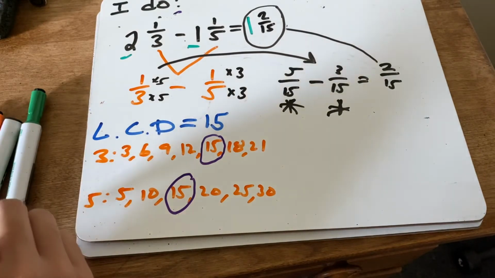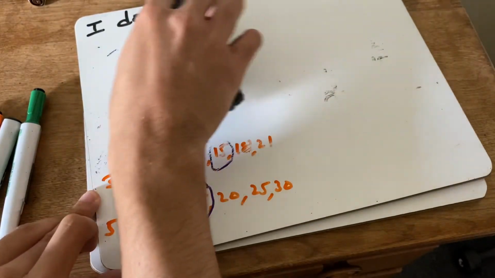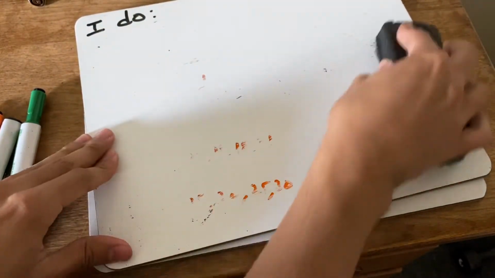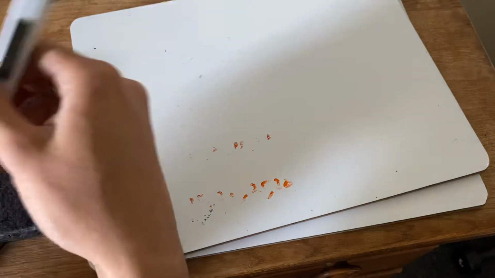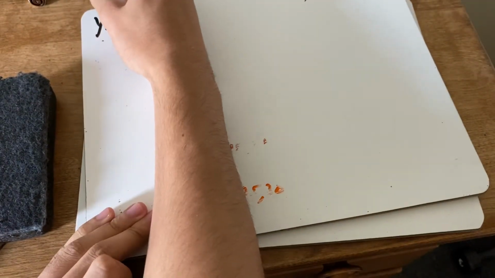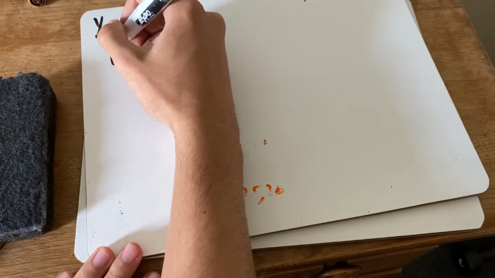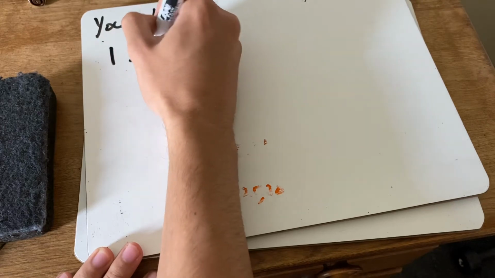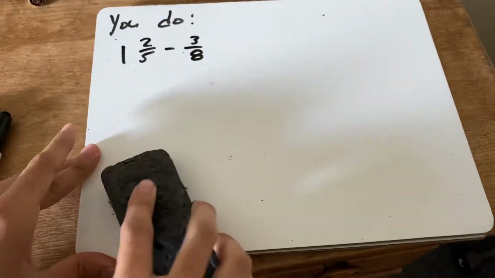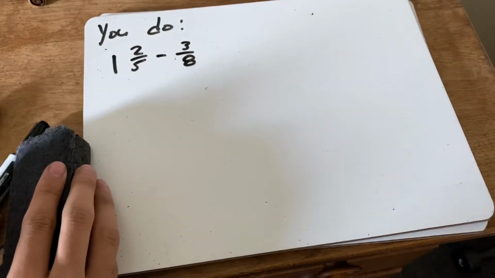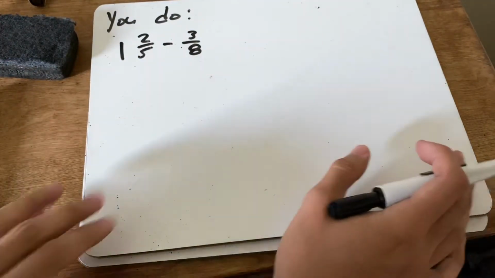So, let's see. We'll do one more example, all right? And this one can be a you-do. Let's try 1 whole and 2 over 5 minus 3 over 8. Well, for this one, we'll actually just go ahead and pause the video and try and solve it. Okay.